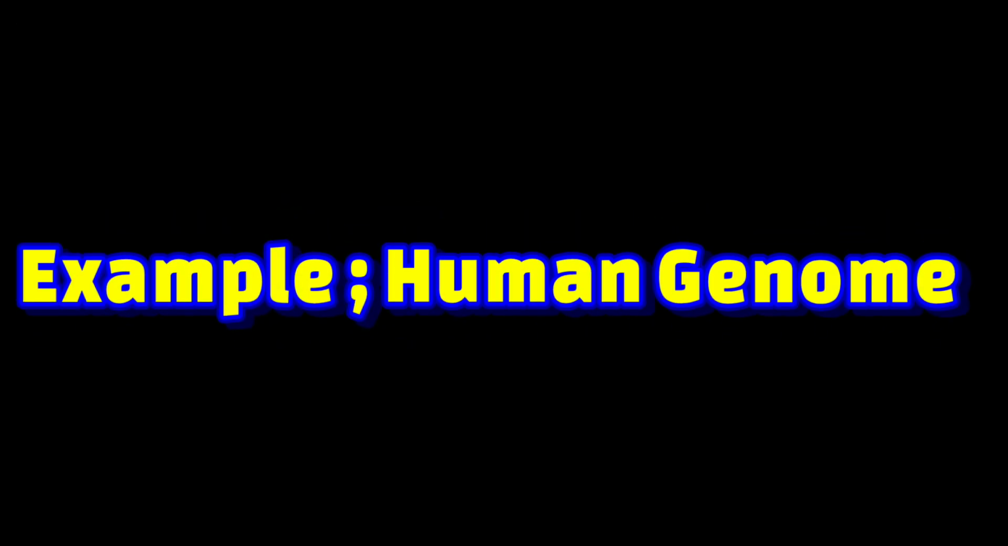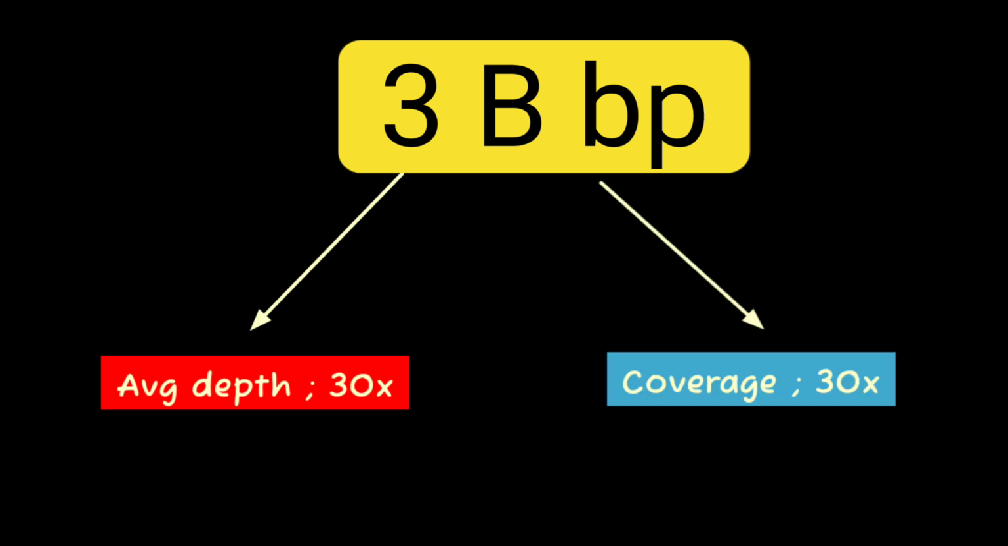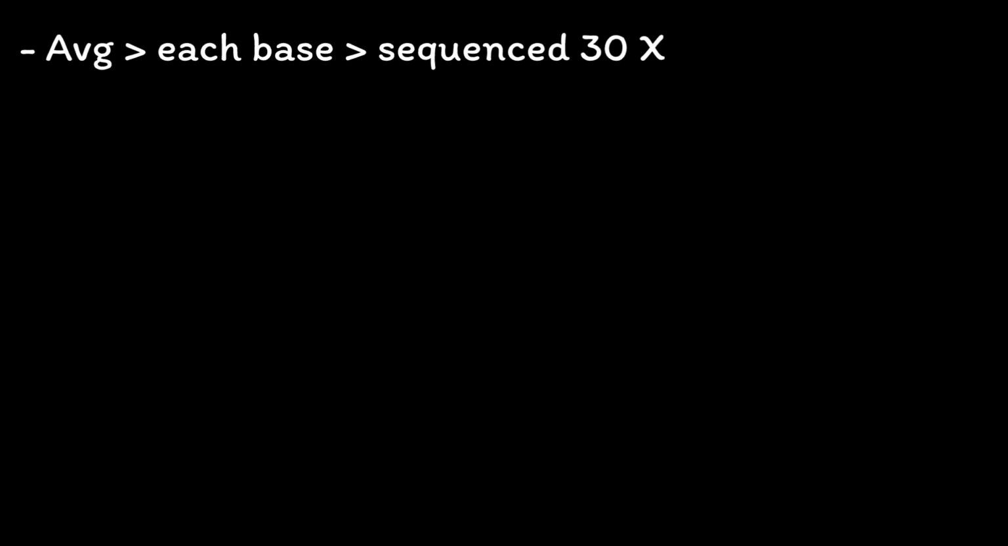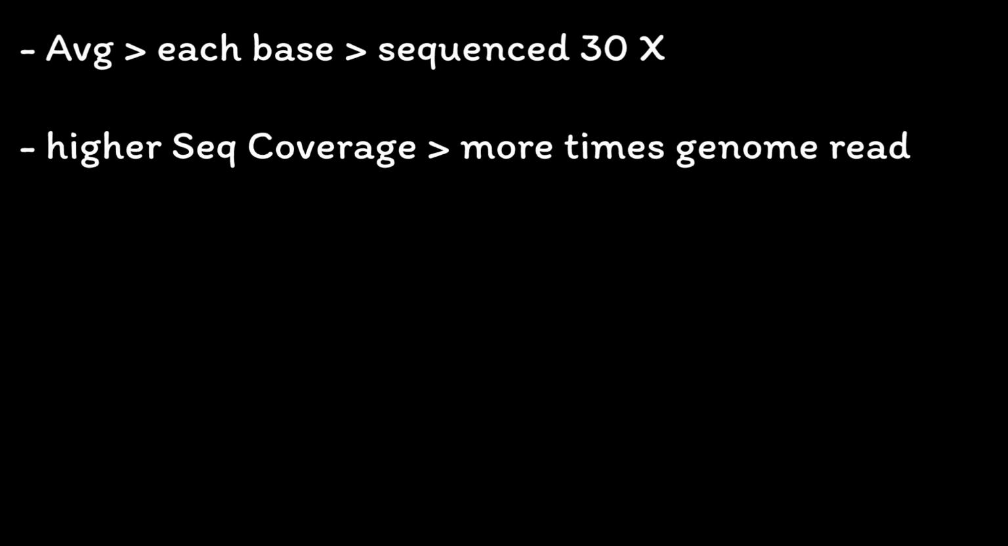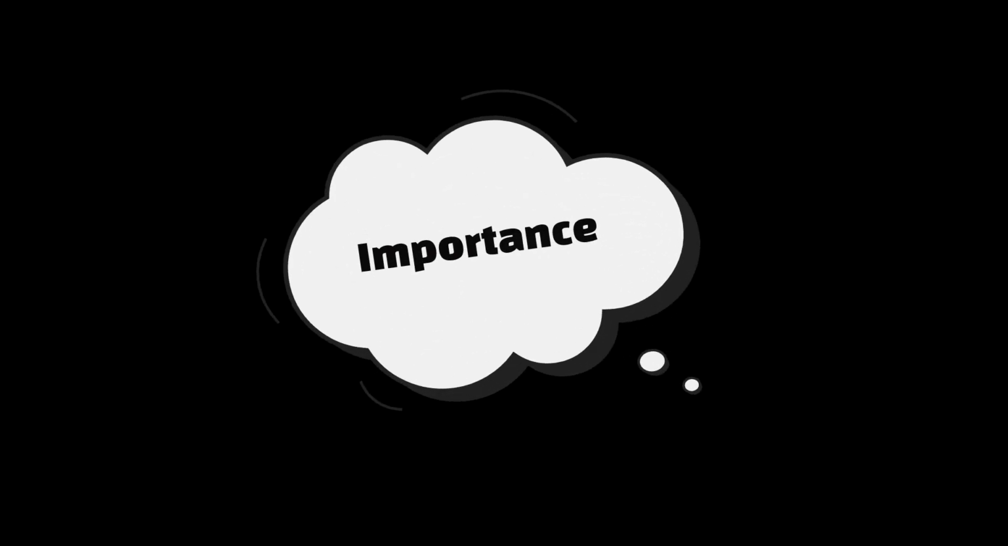So let's take an example of human genome, which is around 3 billion base pairs. So it would be sequenced to an average depth of 30x. And that means the coverage would be 30x. Now this implies that on average, each base in the genome has been sequenced 30 times. So in practical terms, the higher the sequencing coverage, the more times the genome is read, resulting in a more accurate and reliable information. Now, why is coverage important?